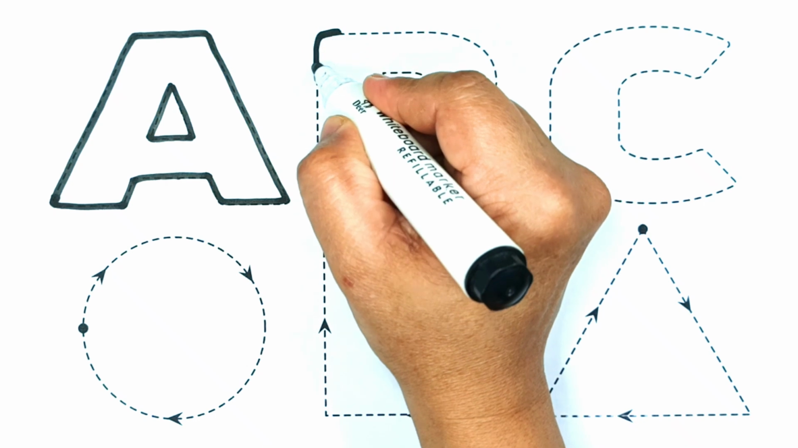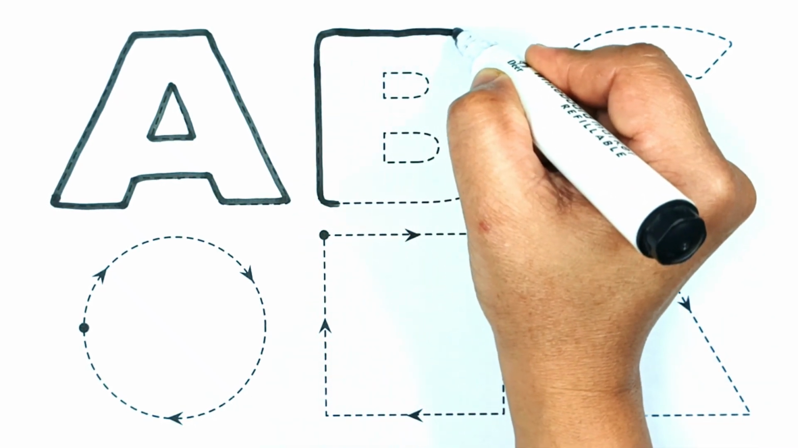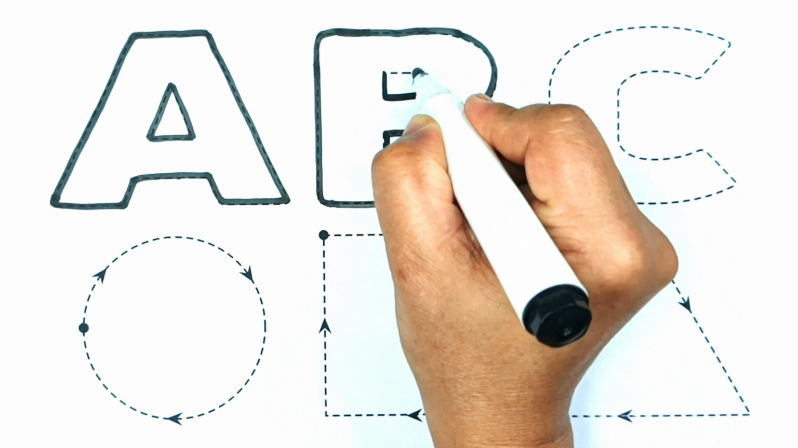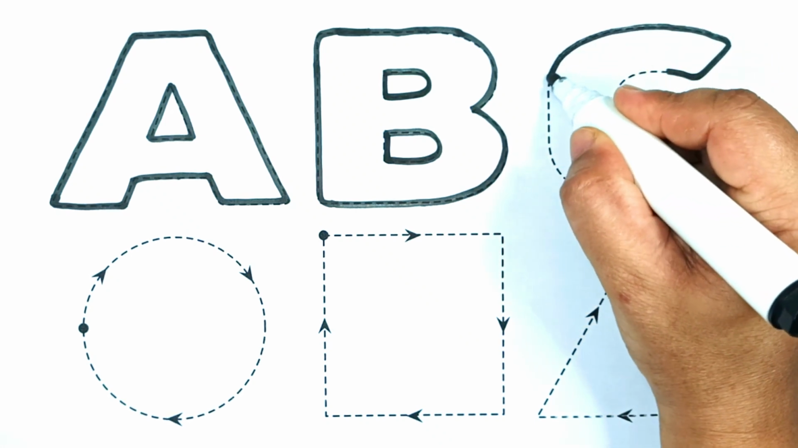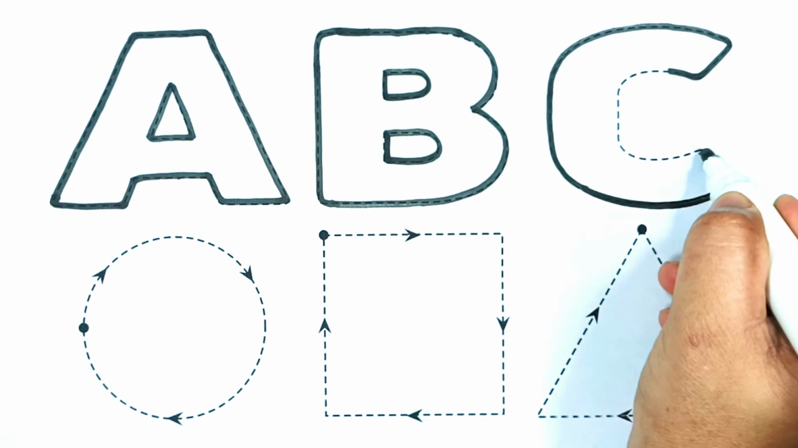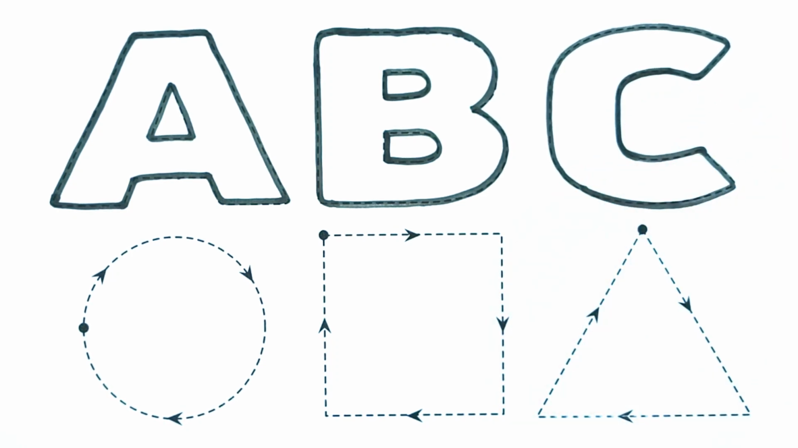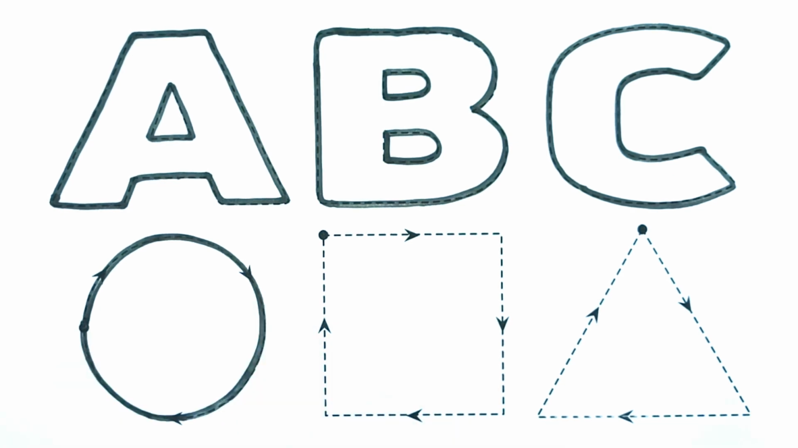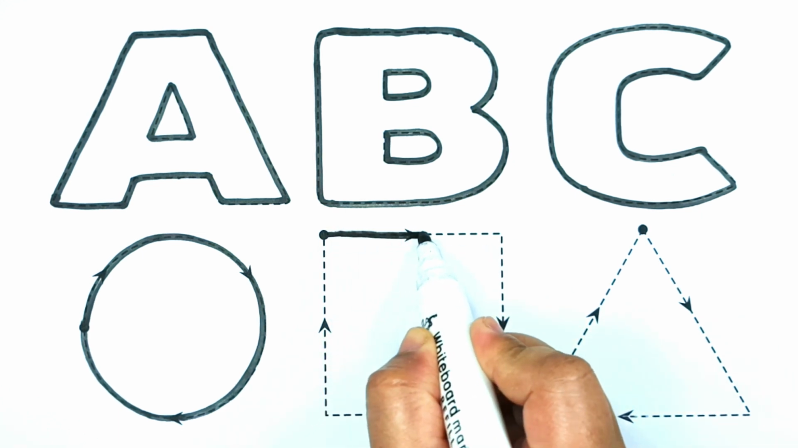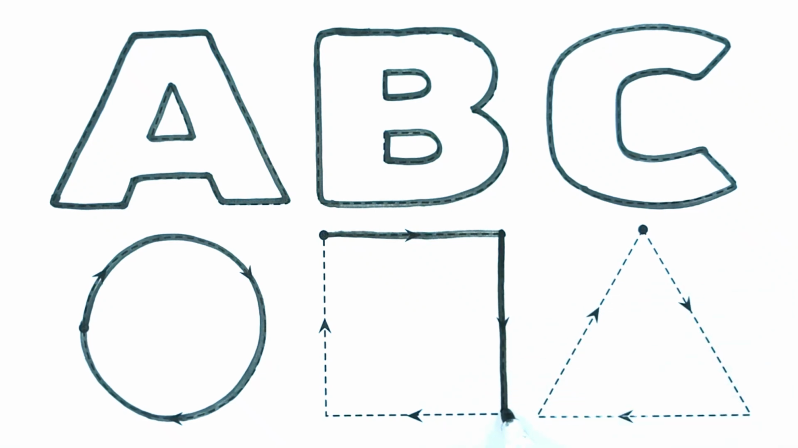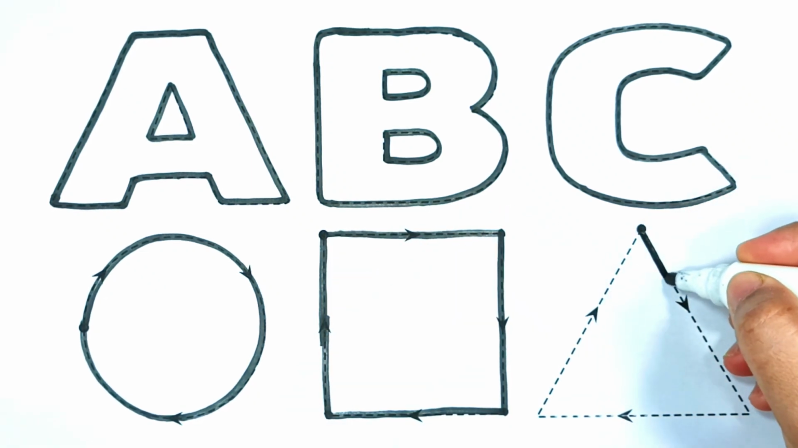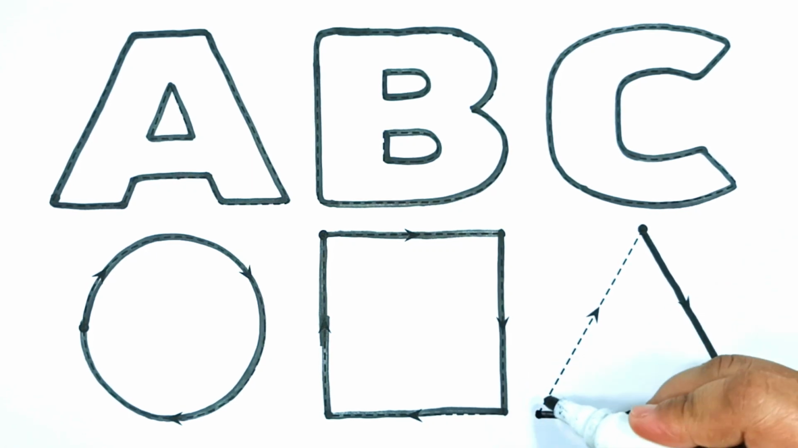A, B, C, circle, square, triangle. Let's learn some color names.